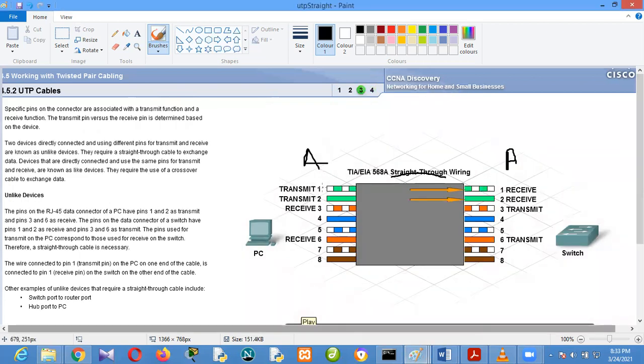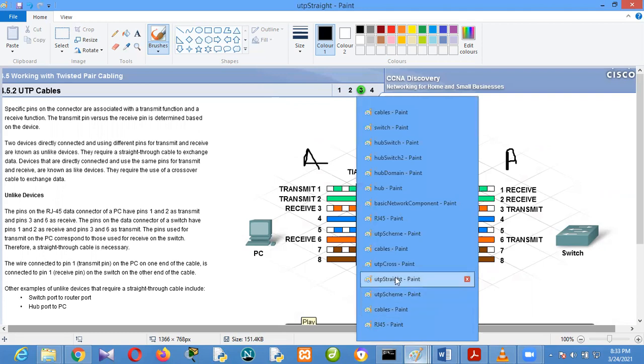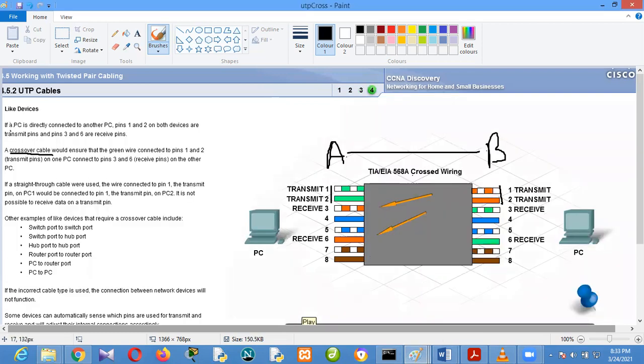What is different? Why will somebody cross it? Will it still work if you do it like that? There are connections where you need to use crossover and connections where you need to use straight through. Let me start with crossover. You use crossover when you are connecting like devices.